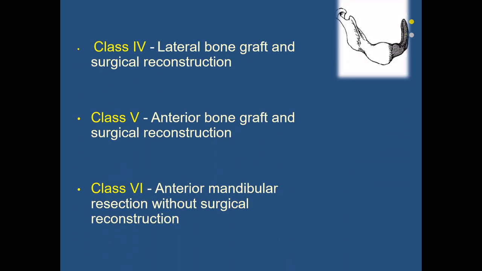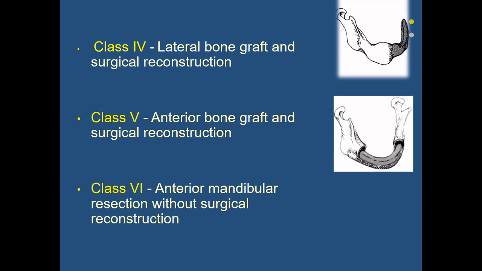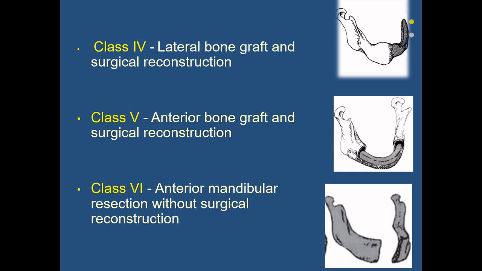Next, the class 4, that is lateral bone graft and surgical reconstruction. So using the bone graft, we surgically reconstruct the defect area. Class 5, that is anterior bone graft and surgical reconstruction, and finally class 6, that is anterior mandibular resection without surgical reconstruction.